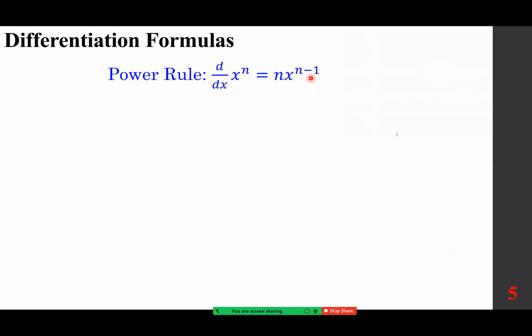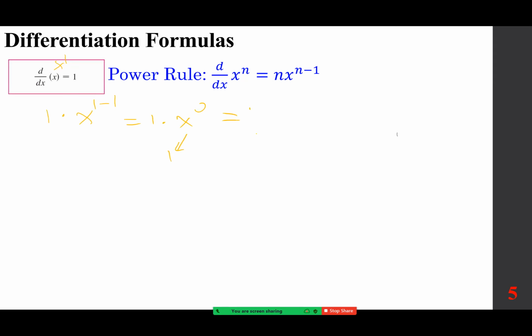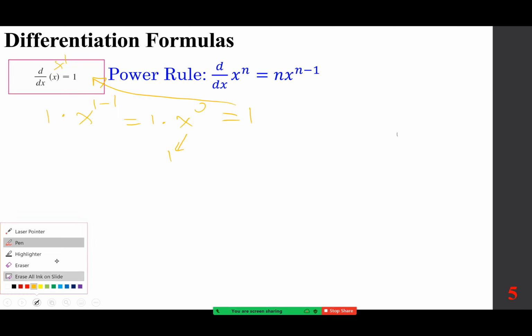Which means if I want to find the derivative of x according to this, then remember x means x to the power of 1, so it will be 1 times x to the power of 1 minus 1, or 1 times x to the power of 0. You know this is 1, and the answer becomes 1, and that's how we arrive at it if we use the power rule.